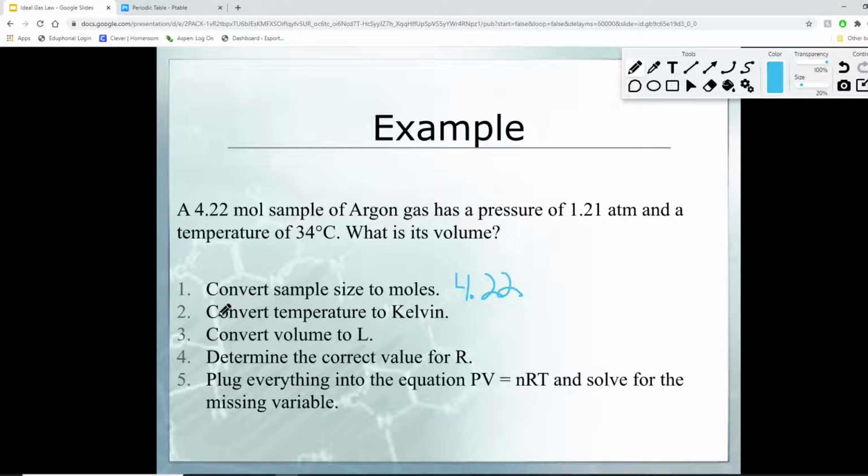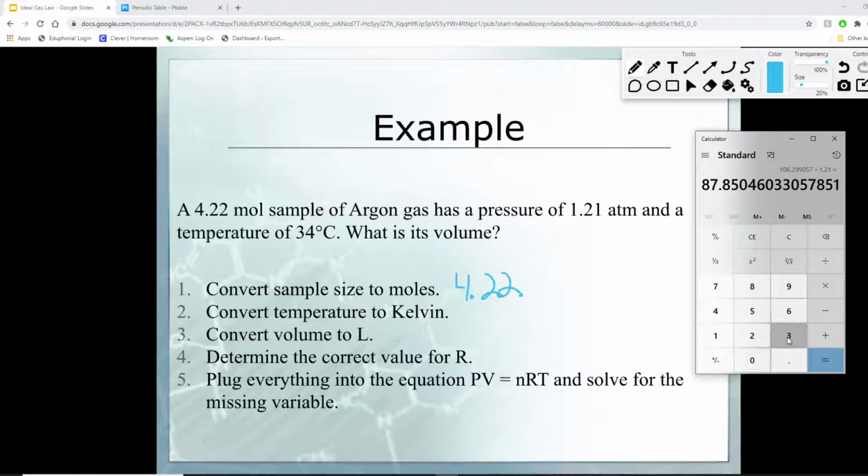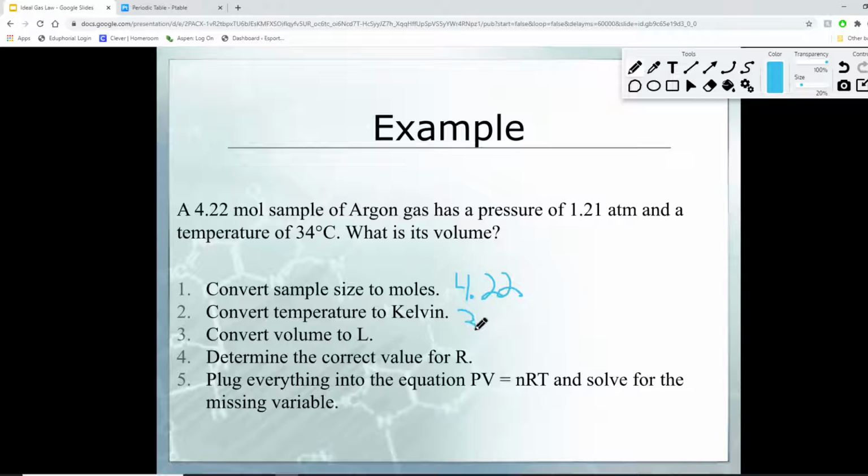All right, the second thing you're going to want to do in every problem is convert your temperature to Kelvin. In our problem here, it tells us that our temperature is 34 degrees Celsius. If you remember from before spring break, the way that we convert between Celsius and Kelvin is by adding 273. So we're going to take 34 plus 273, and that will tell us our temperature in Kelvin. All right, so that comes out as 307.